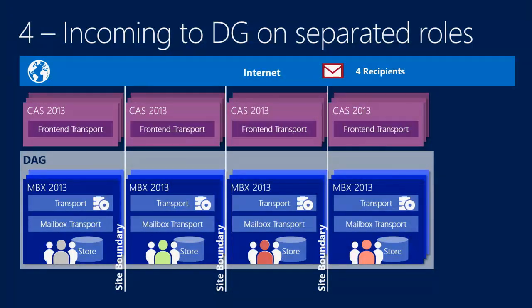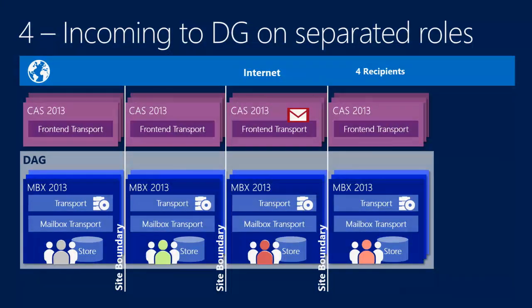I have an internet-based client. He wants to deliver a message to 4 recipients. And as you can imagine, each one of those recipients exists in each site on a DAG member. So, again, because of load balancing, we're going to choose one of these front-end transport servers. In this case, we chose the 3rd one, AD Site 3.